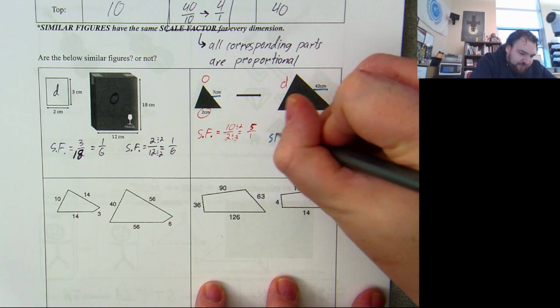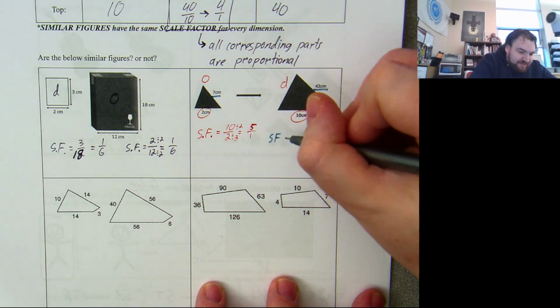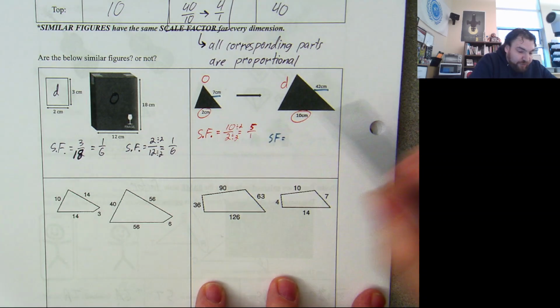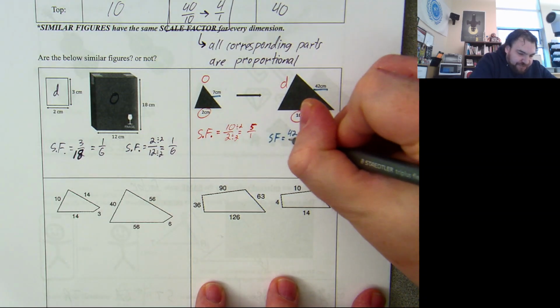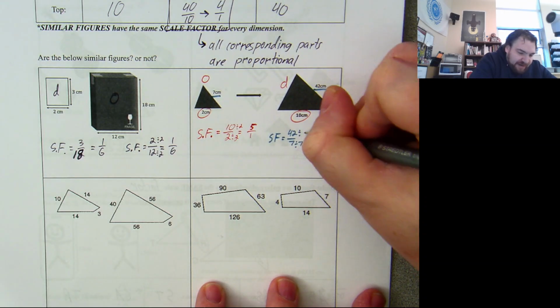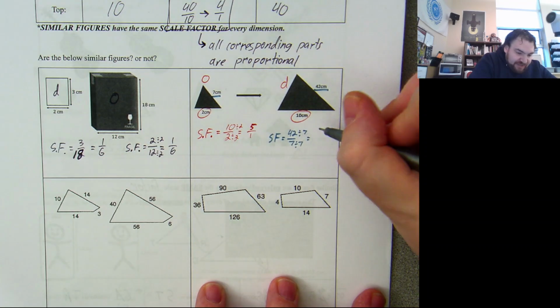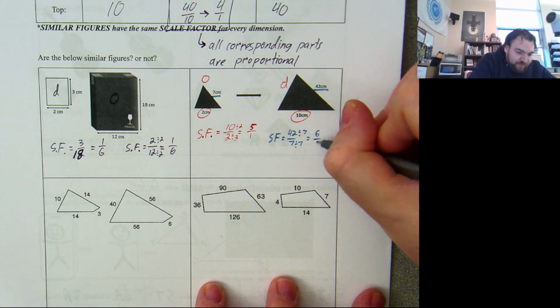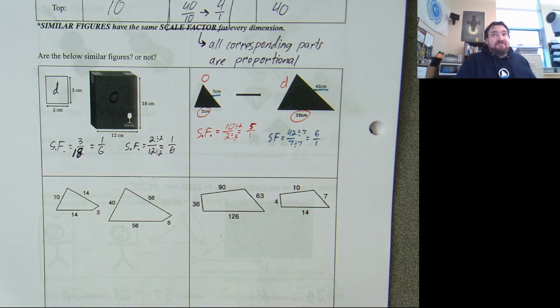The scale factor for the right slant, it's always diagram over original, so it's going to be 42 over 7. 42 and 7 are both divisible by 7, so that's going to give us a scale factor of 6 over 1. Are those the same scale factor? Is 5 over 1 the same as 6 over 1? All of you should just very easily say no, or maybe we're so bored it's hard to tell.